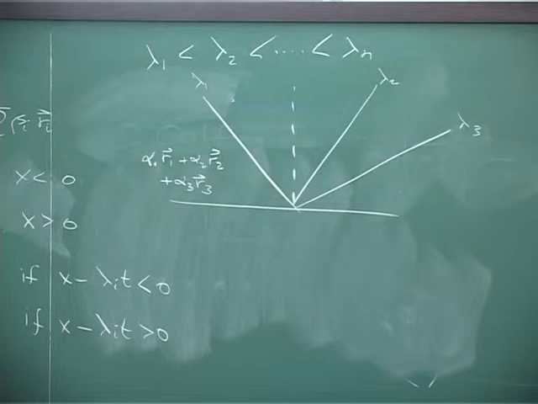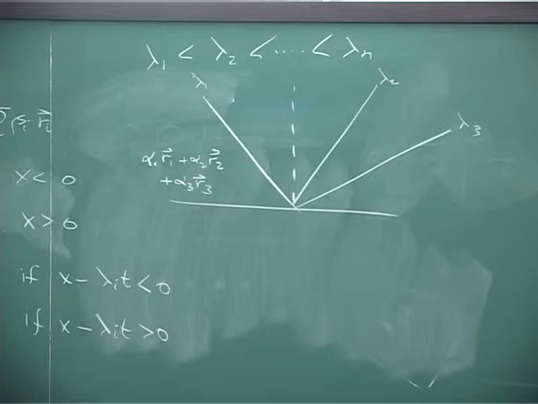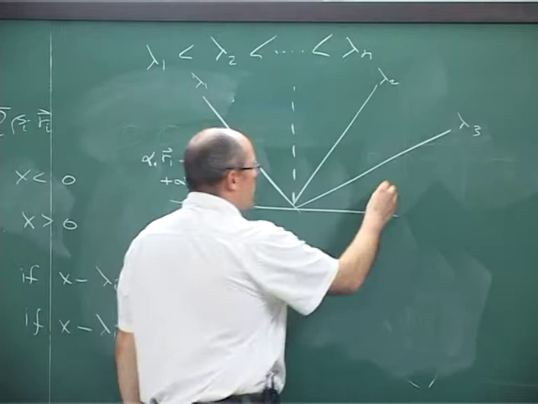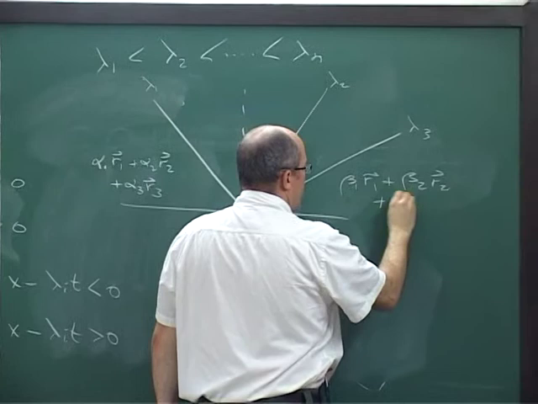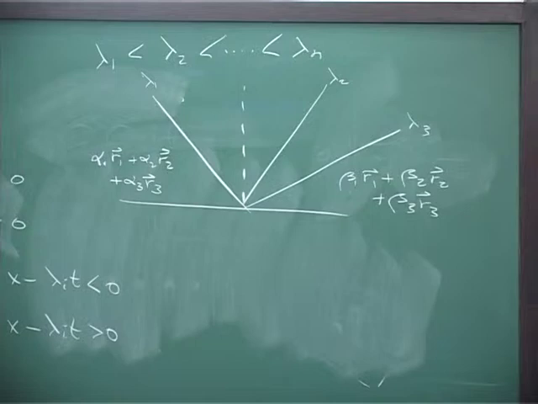And the left state was expanded just in terms of alphas. If I go all the way to the right, x is larger than lambda_i t, so that would be a positive number for all wave modes, and every coefficient is going to be a beta. I would again have over here beta_1 r_1 plus beta_2 r_2 plus beta_3 r_3. Again, you recognize that as the right state, and the right state was expanded in terms of the coefficients beta.